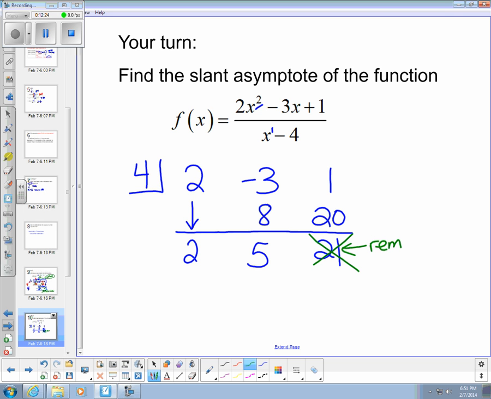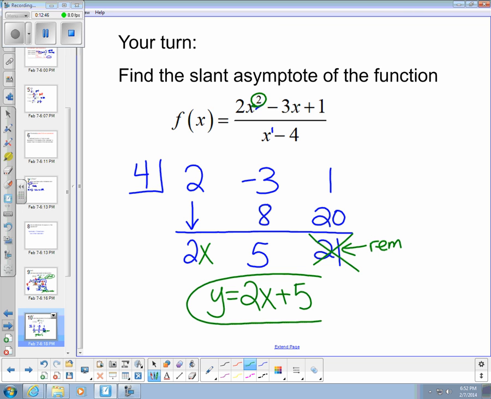I don't need the remainder when I'm finding slant asymptotes. And remember, we also drop our degree by 1 for our answer. So if it was x squared to start, this is going to be 2x to the first and then my constant. So my answer is y equals 2x plus 5 for the slant asymptote.